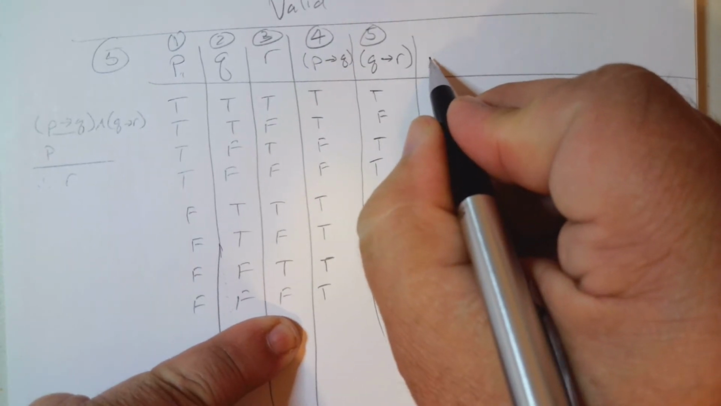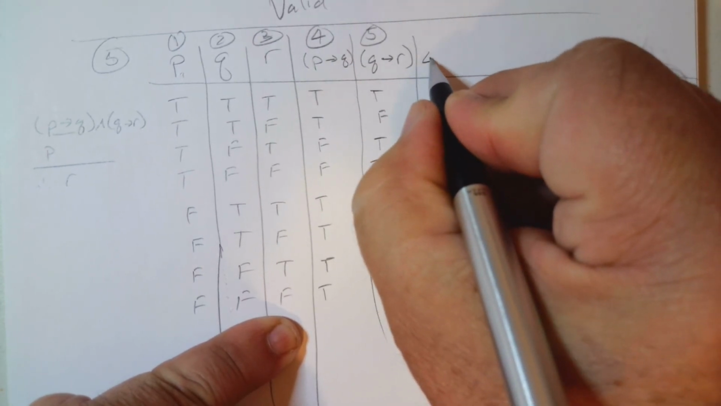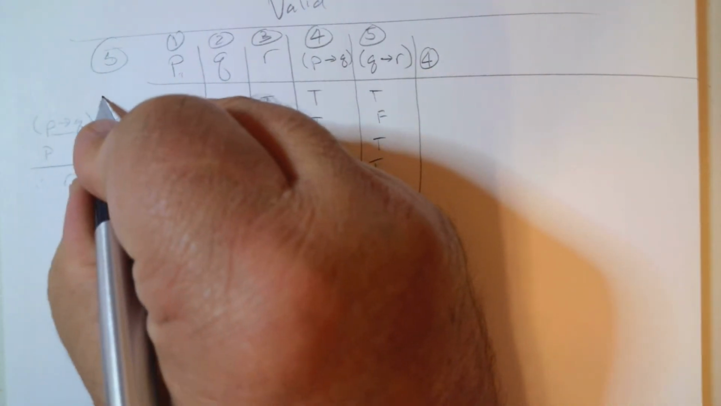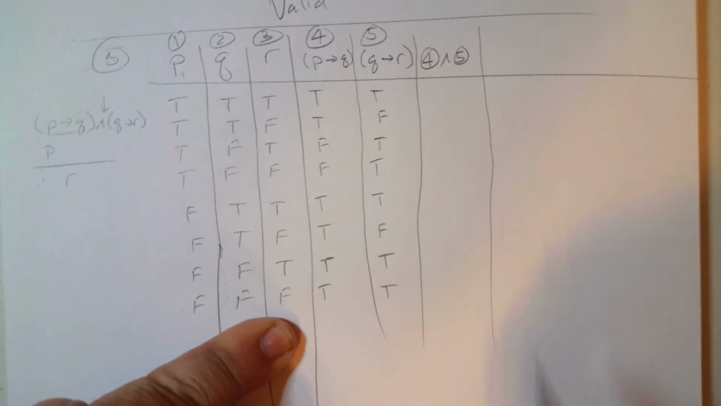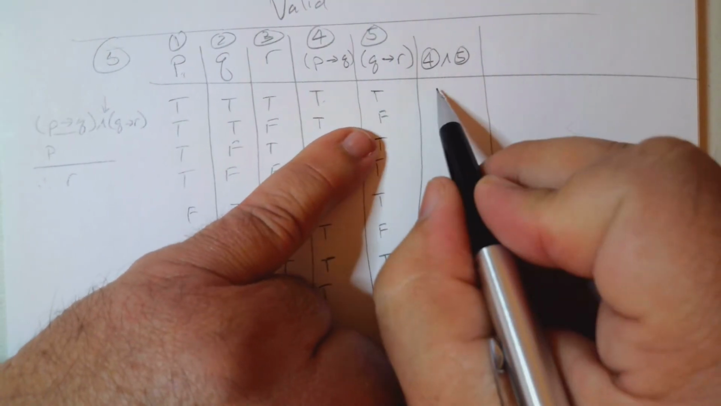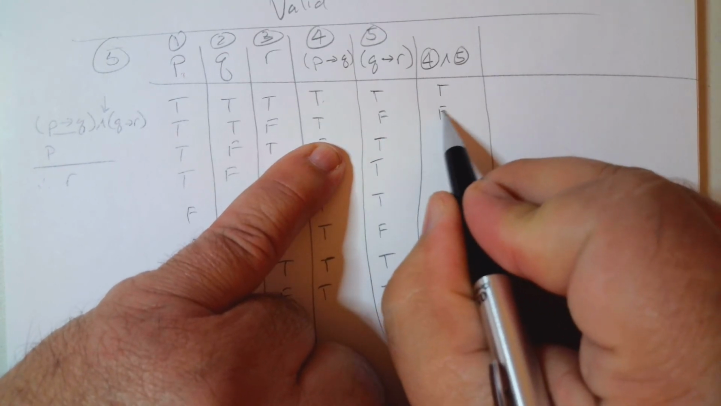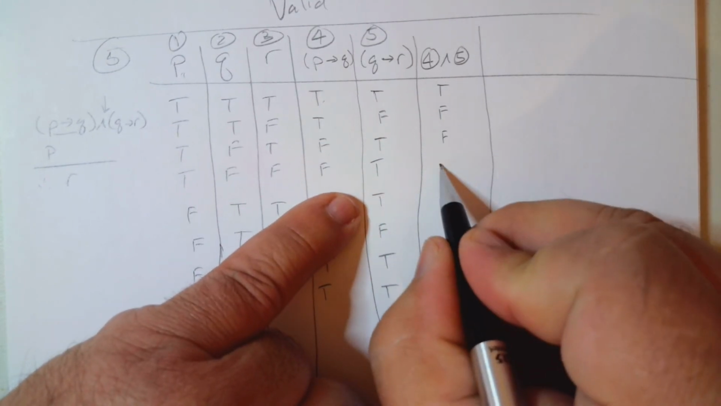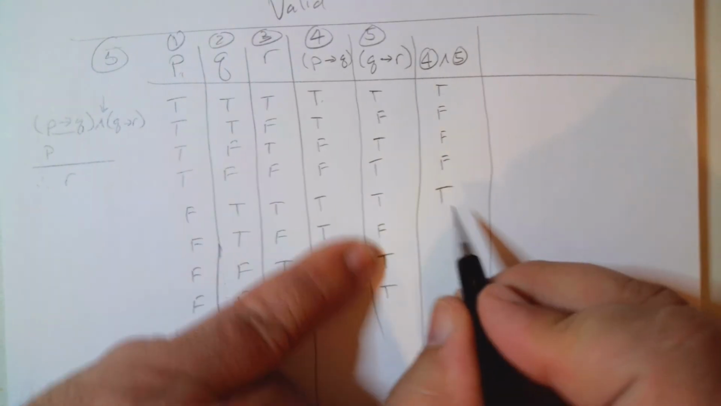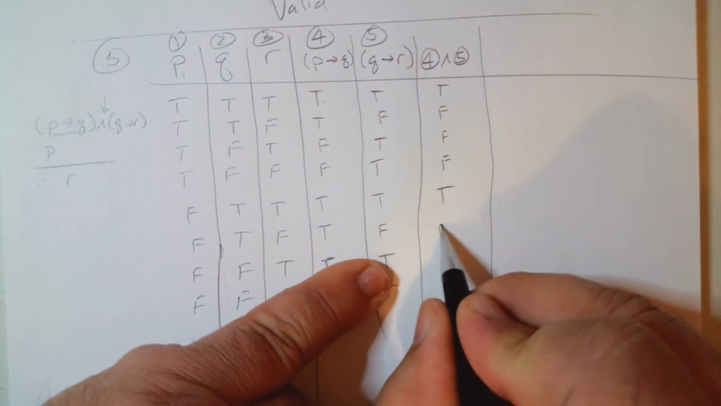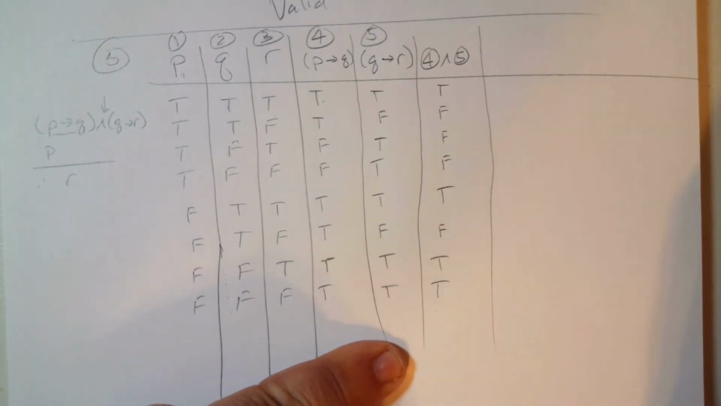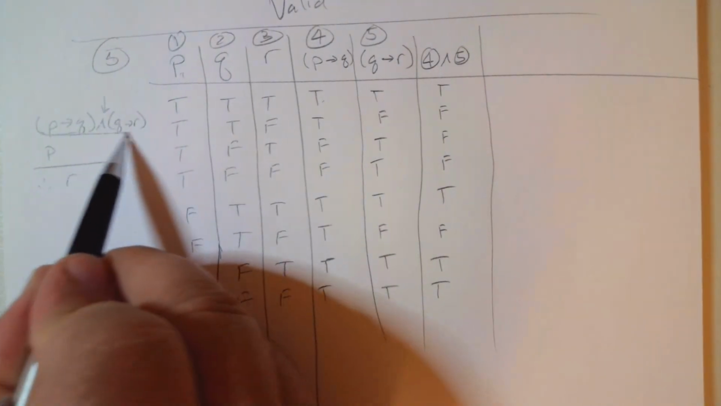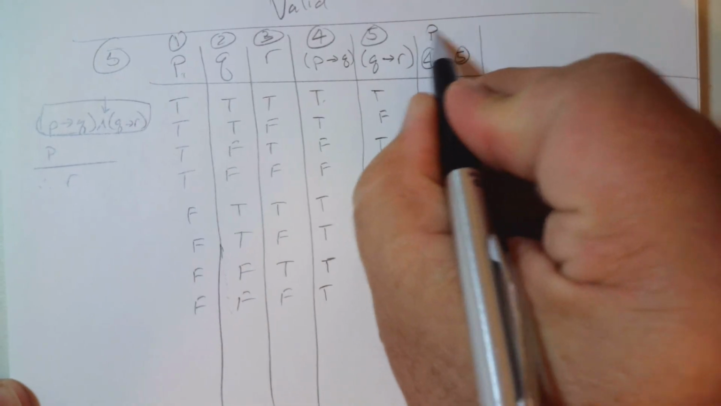So this is column 1, 2, 3. So we have to do column 4 and column 5. It's an and statement, so true and true is true. True and false is false. False and true is false. False and true is false. True and true is true. True and false is false. True and true is true. True and true is true. So we just did the first premise. This is premise 1.